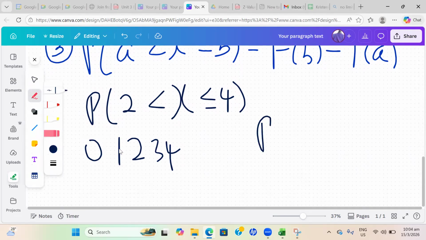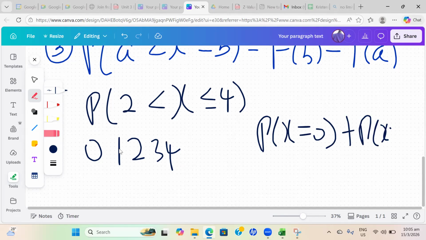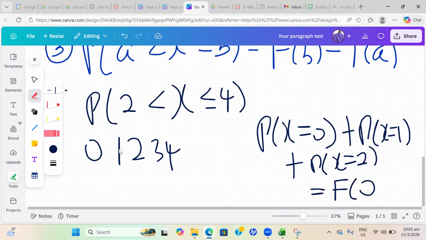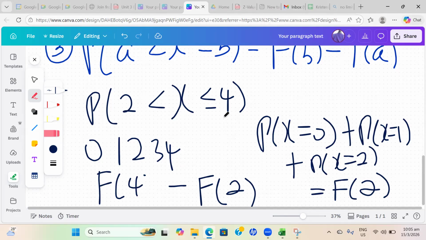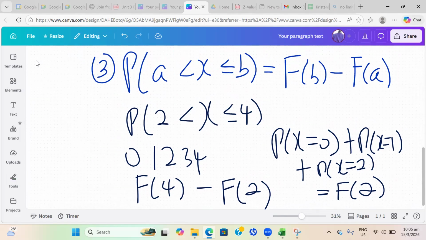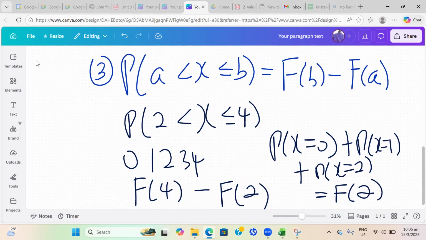So we have the probability of x equals 1 plus the probability of x equals 2 and 0. And that is the same thing as saying f of 2. All right, so we're excluding f of 2. We are removing f of 2 here, and we're including this 4 here. So we write f of 4 minus f of 2. All right, so if this comes back on your exam, whether multiple choice, university level, high school level, PhD, masters, the same rule applies.